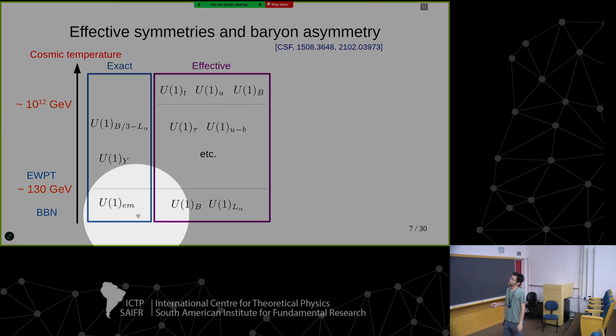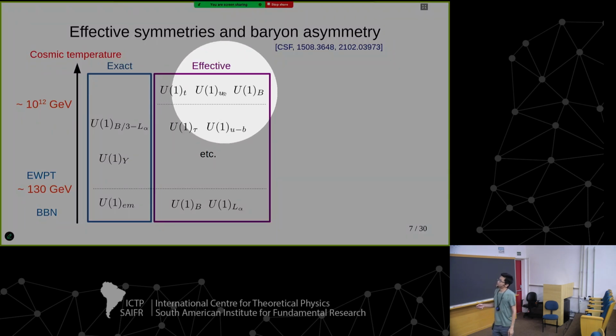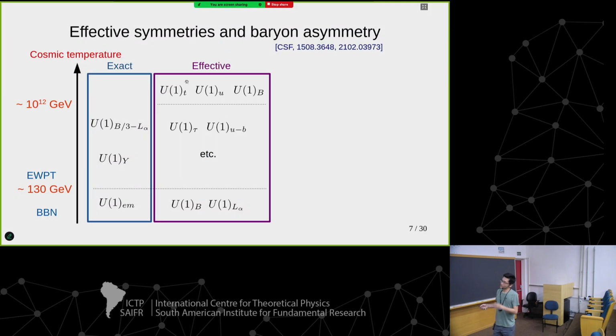But then you can have a lot of so-called effective symmetries. They are not there in the theory. For example, this notation means the right-handed top number. This is violated by the top Yukawa coupling, no? Because the right-handed top can become a Higgs through scattering with the left-handed quarks.